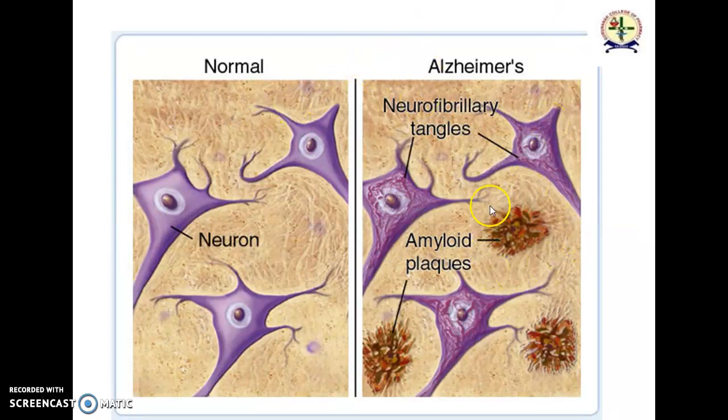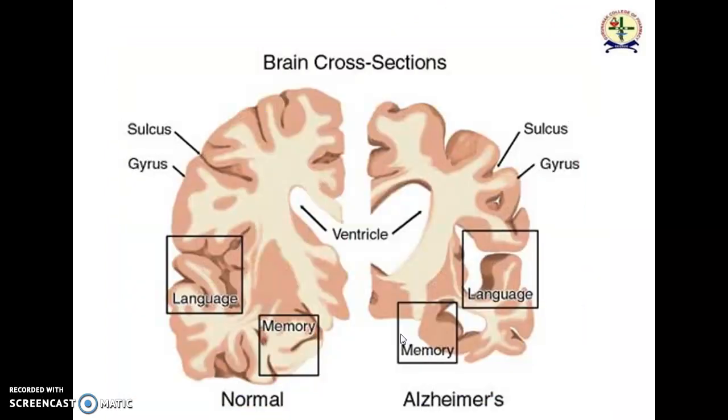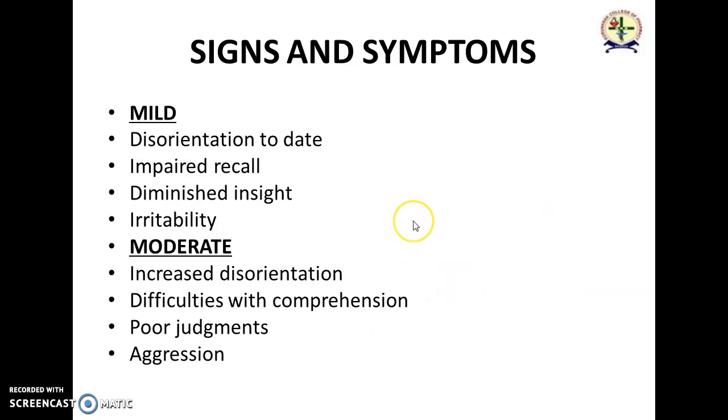One more diagram to show you about amyloid plaques. Mainly two areas are majorly affected by Alzheimer's disease. They are memory and language. Let's see its signs and symptoms.